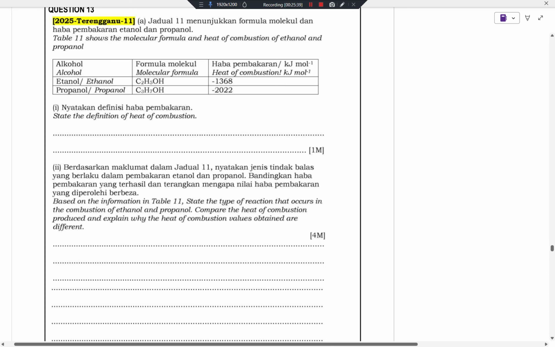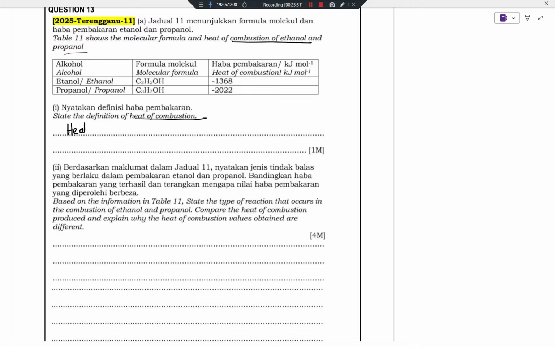Okay, question 13 now. Okay, now we change to this one. Formula and heat of combustion of ethanol and propanol. Okay, what is the meaning of heat of combustion? Okay, this one we already discussed just now. Heat released when 1 mole of substance is completely burned in excess oxygen. Jangan lupa the word excess oxygen.